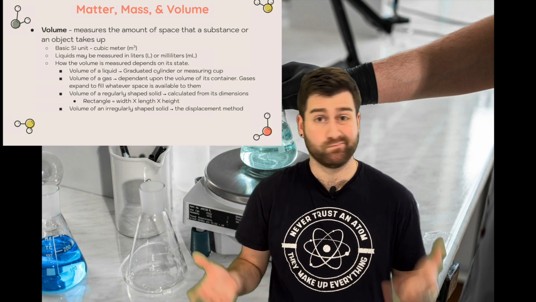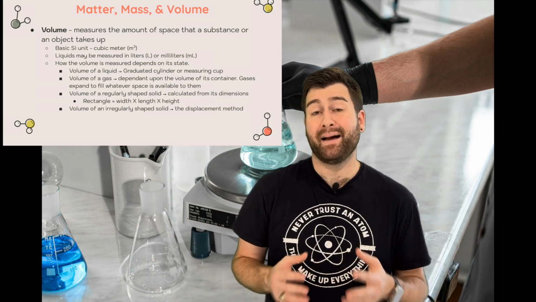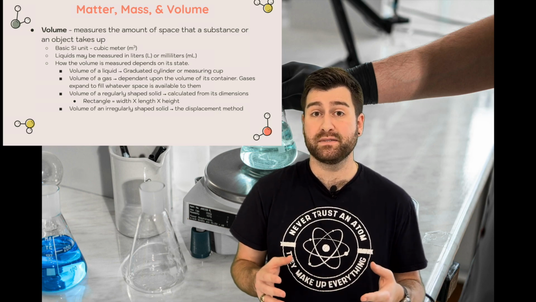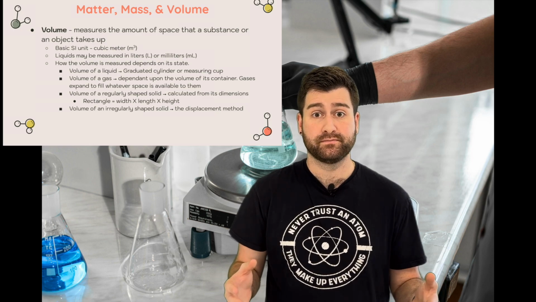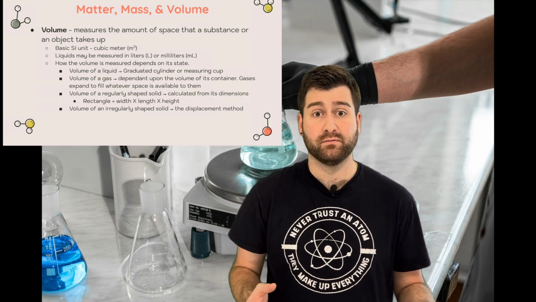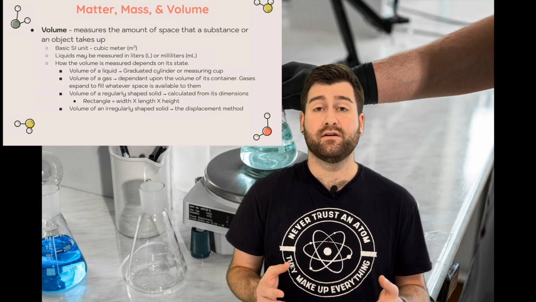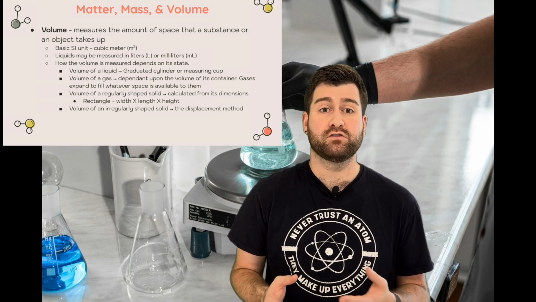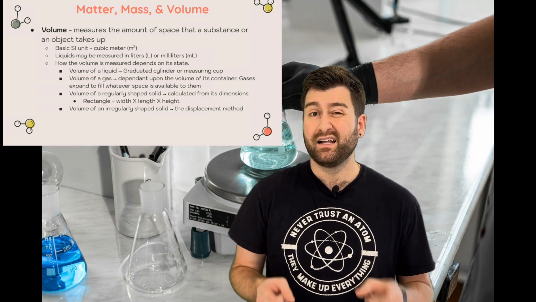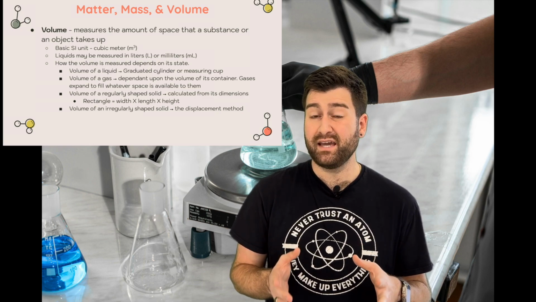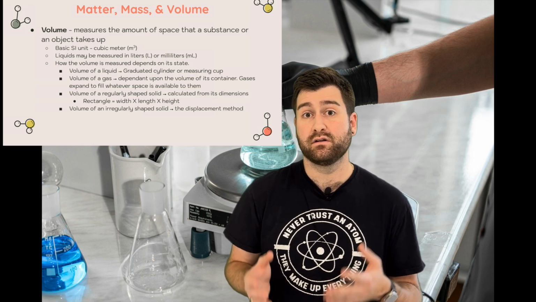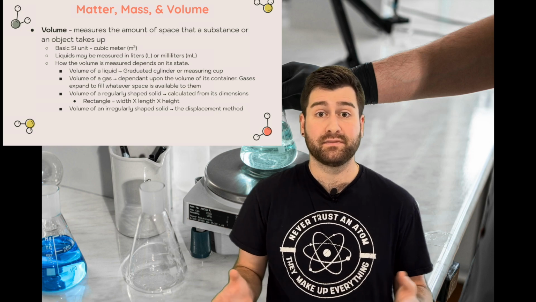So first up, what is volume? By definition, it is a measure of the amount of space that a substance or an object takes up. Just like mass has a basic SI unit, so does volume. And the basic SI unit of volume is the cubic meter, which is represented by a lowercase m raised to the third power. Liquids can be a little different though. They can be measured in liters, represented with a capital L, or milliliters, represented with lowercase m capital L, instead.